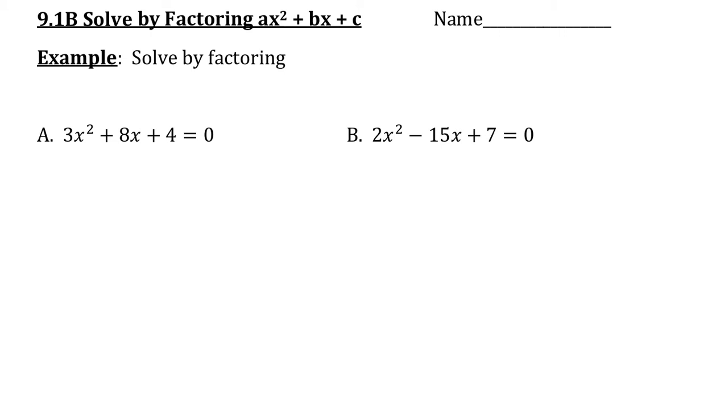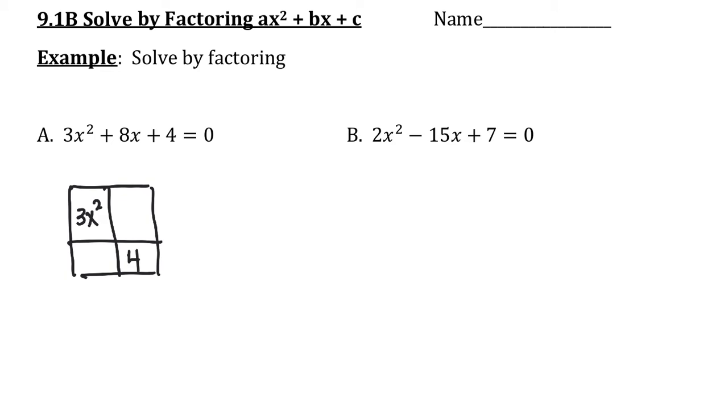Okay, first thing, make sure it's in standard form. So it does equal 0, it's going from highest to lowest. Okay, I'm gonna use the box method on the first one, and you're welcome to group it if that's your preferred method. So for box method, let me go ahead and make my box. Okay, first term in the first box, last term in the last box.